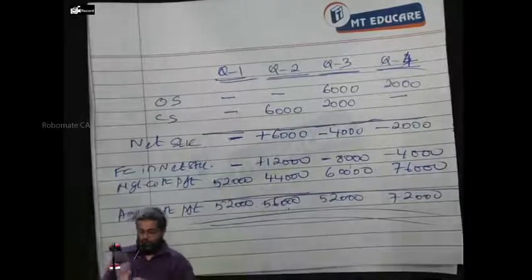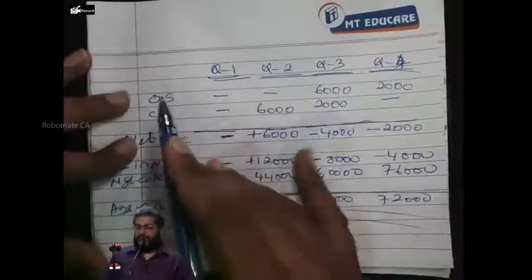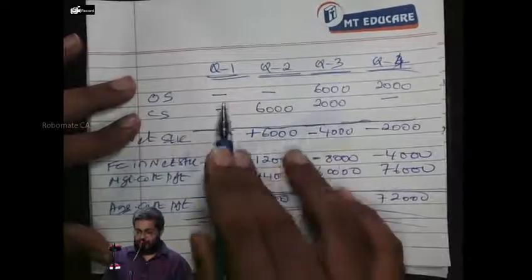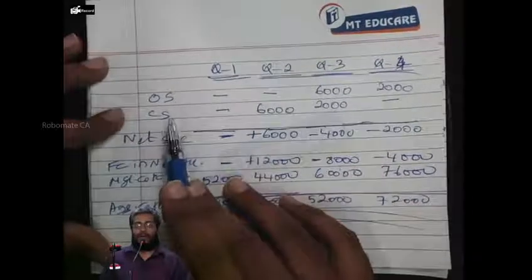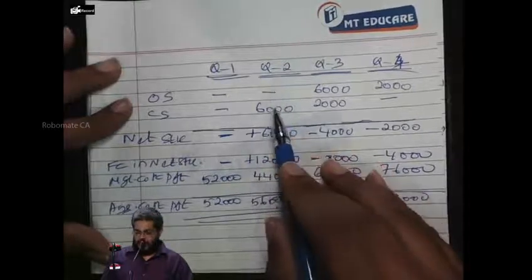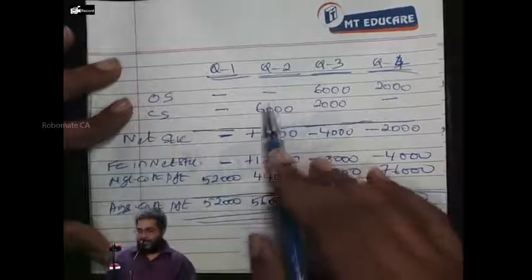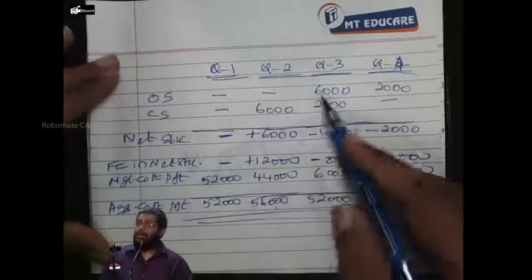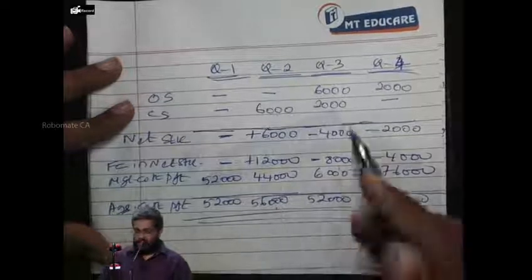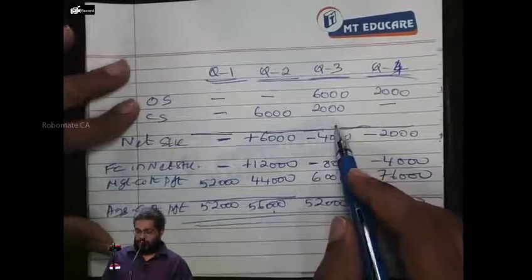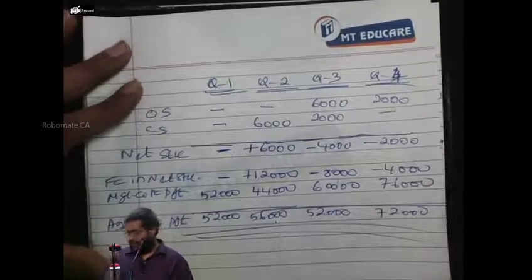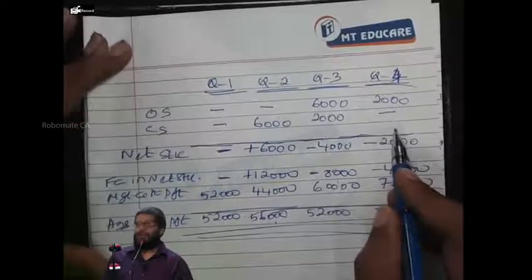Opening stock, closing stock. Quarter 1: nil, nil. Quarter 2: opening stock nil, closing stock 6,000. Quarter 3: opening 6,000, closing 2,000. Quarter 4: opening 2,000, closing nil.